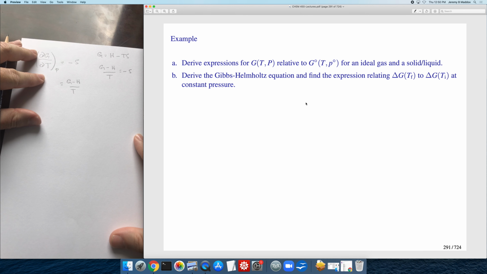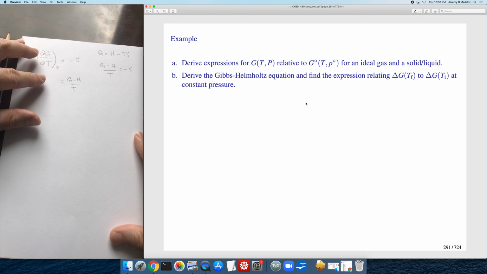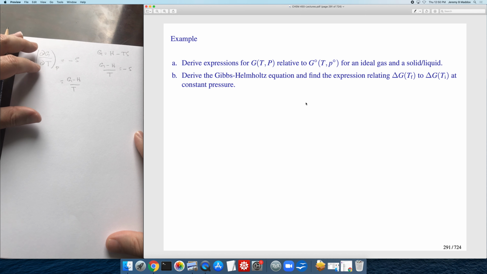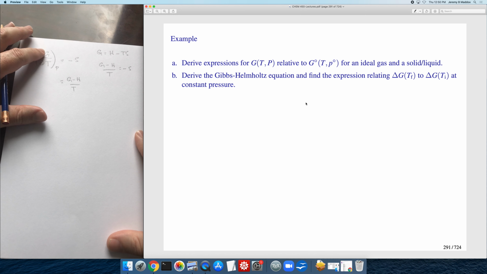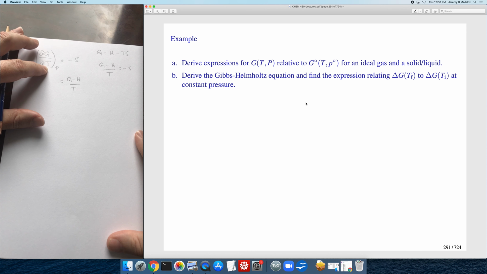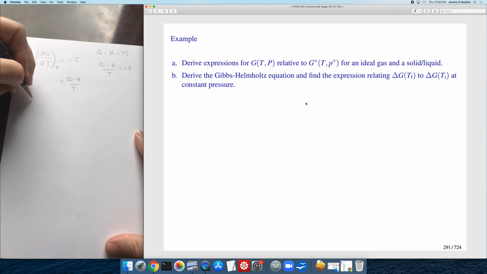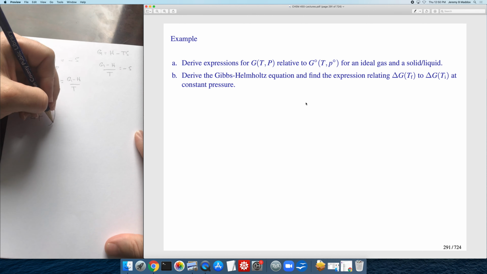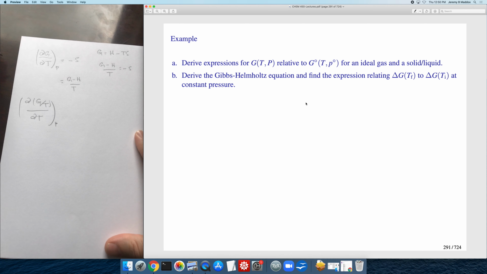That's one thing. And now what I'm going to point out is that, at least in terms of chemical reactions, what's more important, especially with respect to equilibrium, is not the Gibbs energy itself as a function of temperature. Rather, it's how does the Gibbs energy divided by temperature change with respect to temperature. It turns out that that's the fundamental thing that we want to know.